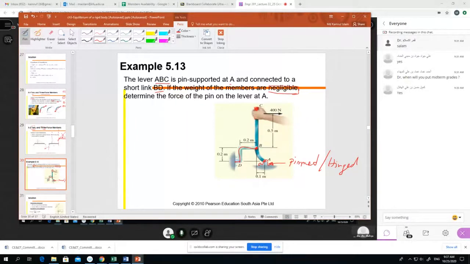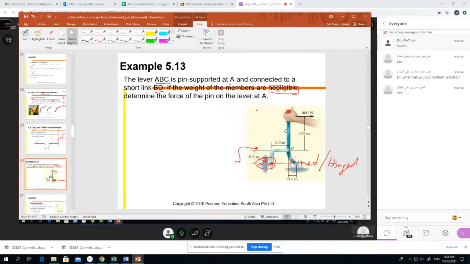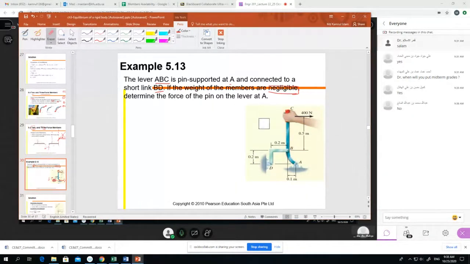At the pin, a reaction force needs to be determined, right? Did you understand the question? Tell me please. No. Thanks, at least you said no. Very simple. You see the picture. If you don't know, it's no problem.